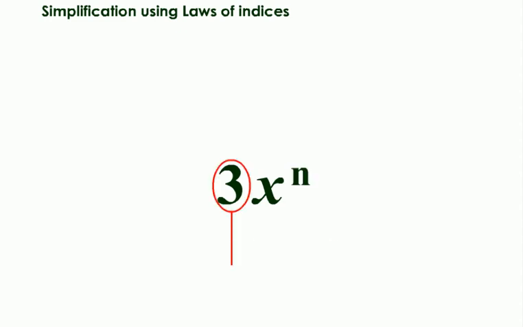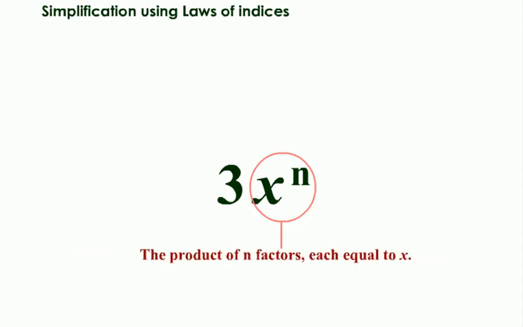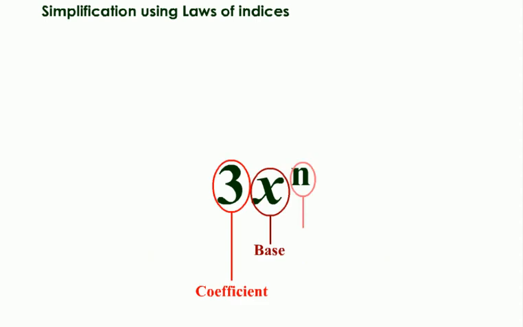Here, 3 is the coefficient, x is the base. x to the power n indicates the product of n factors, each equal to x. And n is called the index, or the exponent, or the power of x. Students, any algebraic term has three parts. They are coefficient, base, and index.